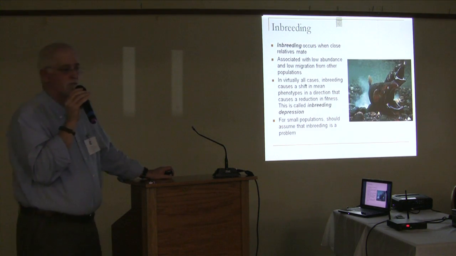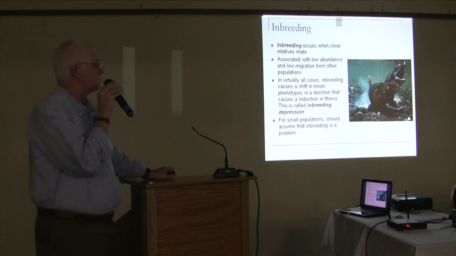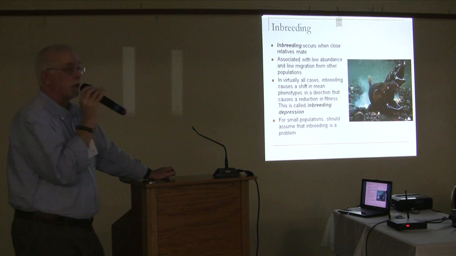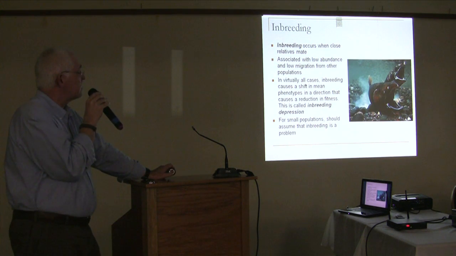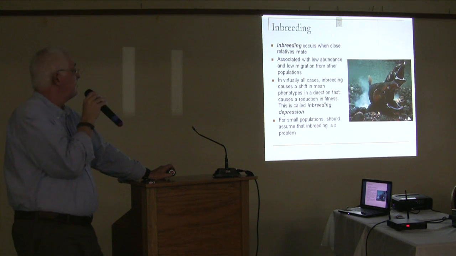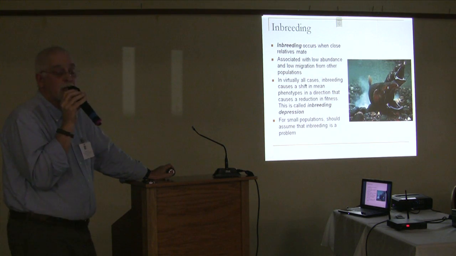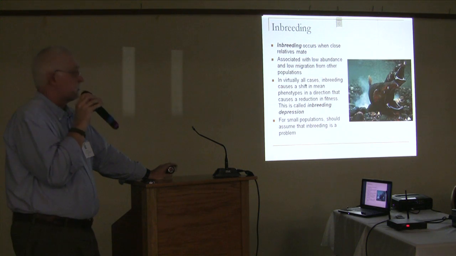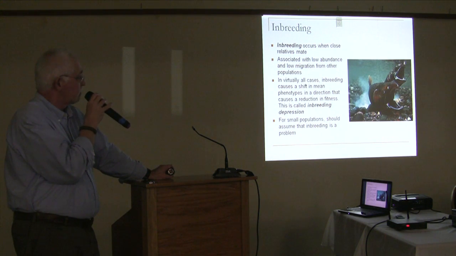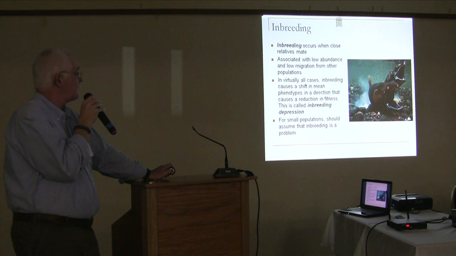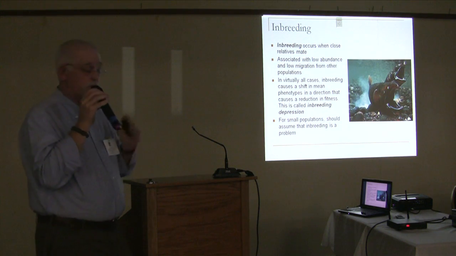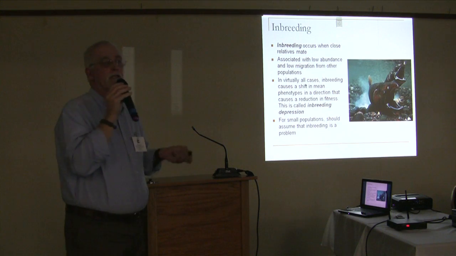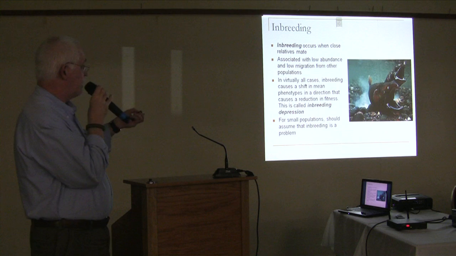One of the big features that cause loss of diversity is inbreeding. And of course, inbreeding is mating among close relatives. It's associated with low abundance and low migration. In virtually all cases, inbreeding causes a reduction in fitness. I don't know of any cases in which that isn't true, and this is called inbreeding depression. If you know you have small populations, you should probably assume that inbreeding is an issue, or it's going to be an issue at some point.